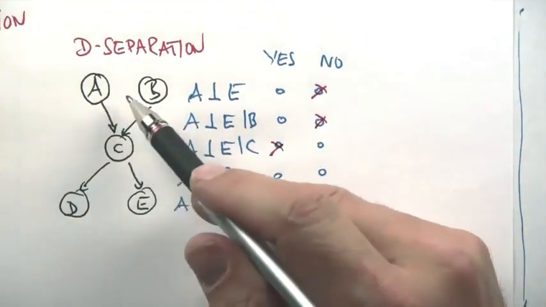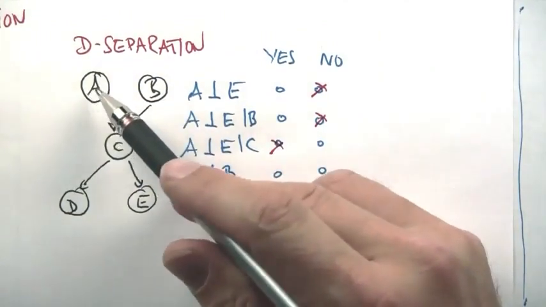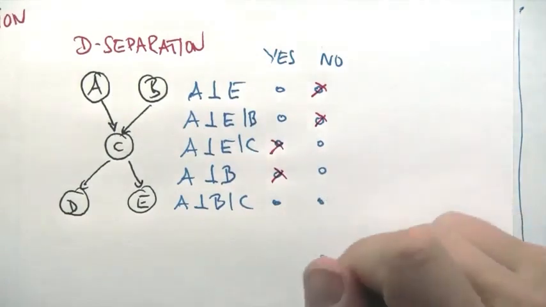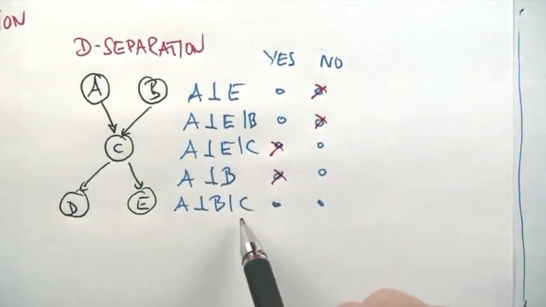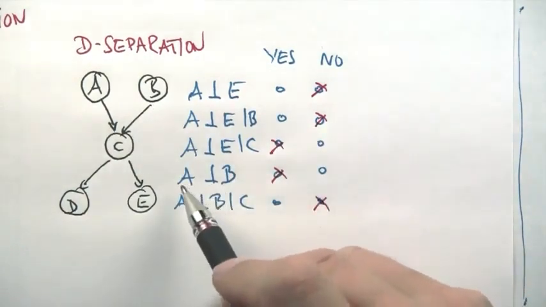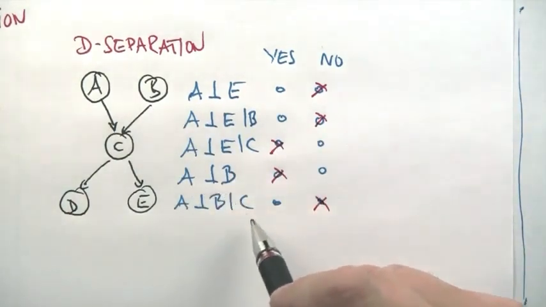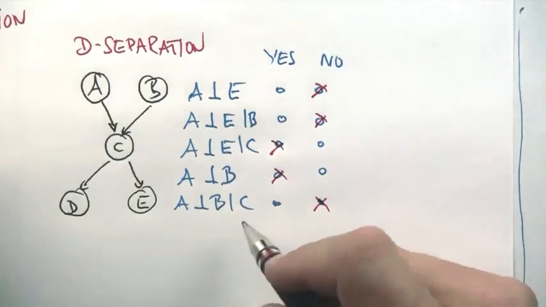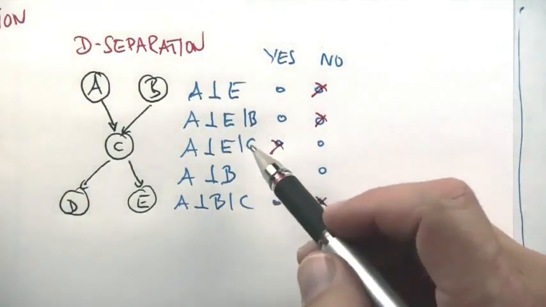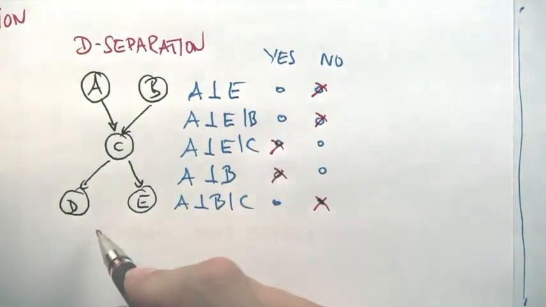A is clearly independent of B. They're different entry variables. They have no incoming arcs. But here's the caveat. Given C, A and B become dependent. So whereas initially A and B were independent, if we give C, they become dependent. And the reason why they become dependent, we've studied before. This is the explain away effect.